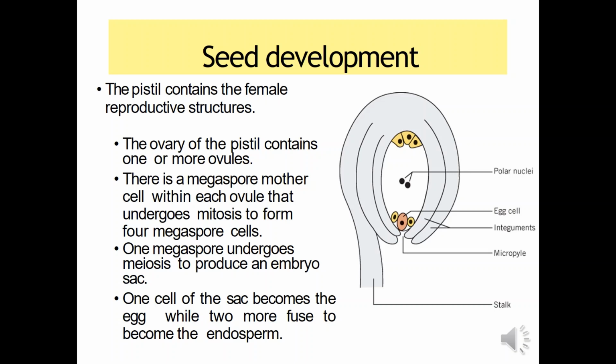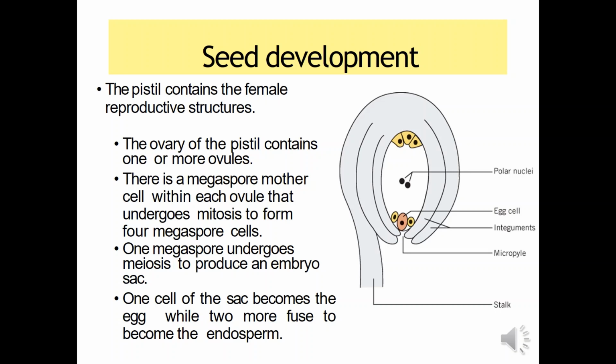So I continue with seed development. In my last slide, in the first video, we talked about the structure of the flower, where we have the pistil, the stamen, and the petal. If we talk about the reproductive structure, we need to focus on the pistil, where in the pistil we have the stigma, the style, and last the ovary. The ovary is the most important part that you need to know if you want to discuss the reproductive system in plants.